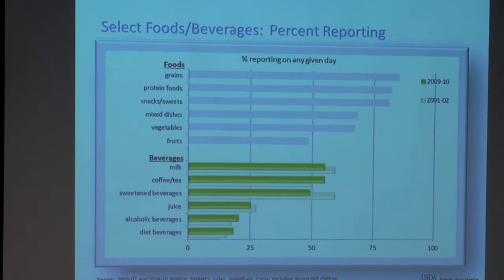This shows you the same kind of data for beverages. We're supposed to be moving towards consuming low-fat milk, and you can see we're decreasing in the percent of individuals reporting milk. But the other good news is we're also decreasing in the percent reporting sweetened beverages. Those are primarily driven by soft drinks, but also other types of fruit juice drinks that, of course, are sweetened.